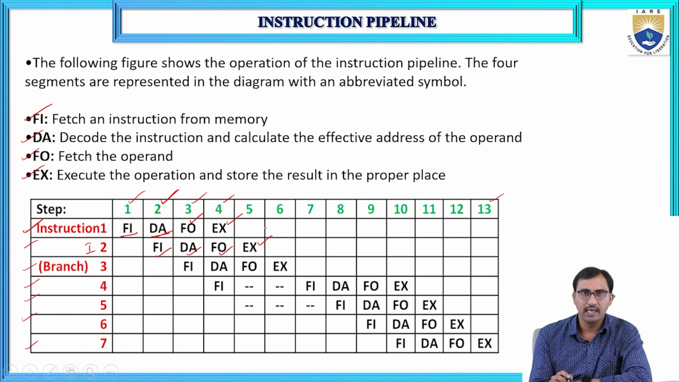Here at the 4th clock cycle, it is observed that all the various operations take place in parallel. That means the first instruction is executing, the second instruction is fetching the operand, the third instruction is decoding, and the fourth instruction is fetching the instruction from the memory. So different operations take place in parallel. So this is called the pipelining concept.